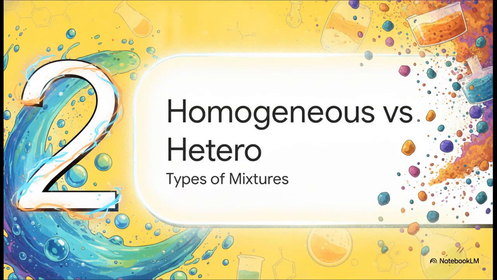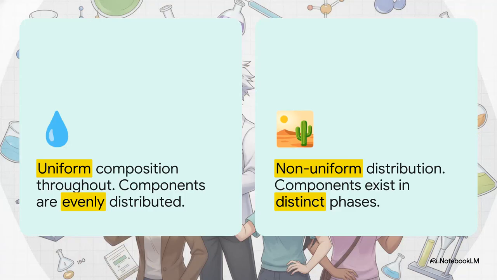Moving right along to Section 2, homogeneous versus heterogeneous mixtures. Since matter mixes in all sorts of wild ways, scientists split it into 2 really distinct categories. It's all about contrast here. On one hand, you have homogeneous mixtures, like a sugar solution or rainwater. These are perfectly uniform throughout. Everything is evenly distributed, and the components are completely indistinguishable. On the other hand, you have heterogeneous mixtures, like chalk powder and water or iron powder mixed with sulfur. These are totally non-uniform. You can easily spot the different distinct phases just by looking at them.